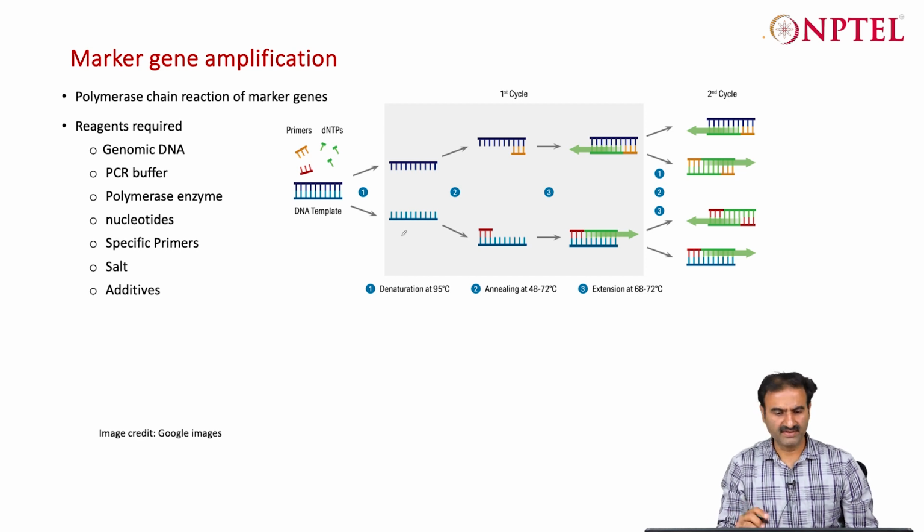This is just to depict how the marker gene amplification happens during the PCR. I am skipping this part; it is just for information that PCR has to be done because you need an appropriate amount of the marker genes to go for the Sanger sequencing.